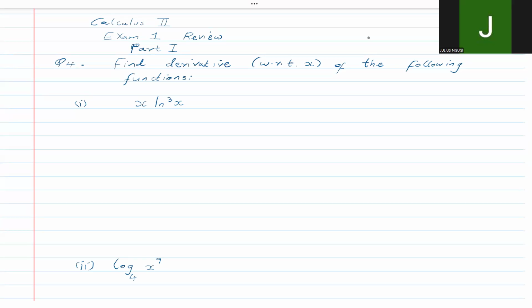So, exam 1 review part 1: the derivative of the following functions. The first function is x times the natural logarithm of x, cubed. We can call it y equals x times (ln x)³, and this is 3 copies of ln of x. For the derivative, we apply the product rule.